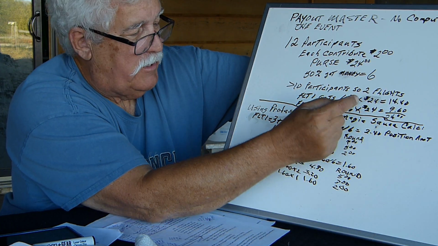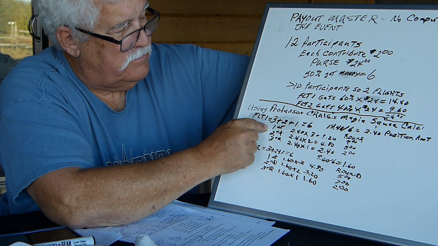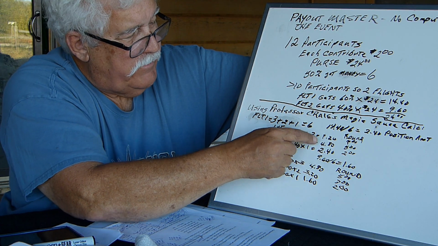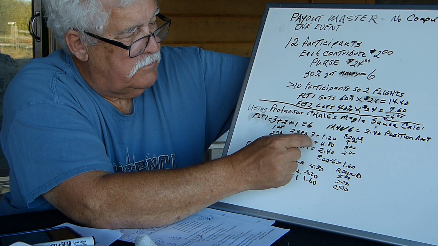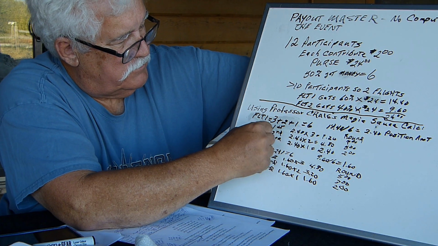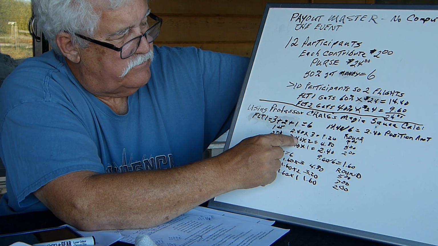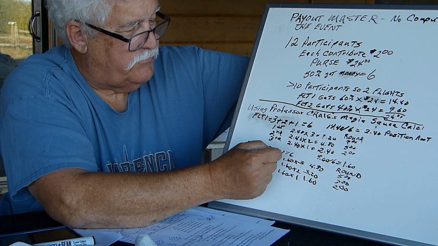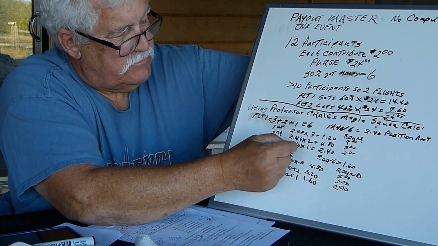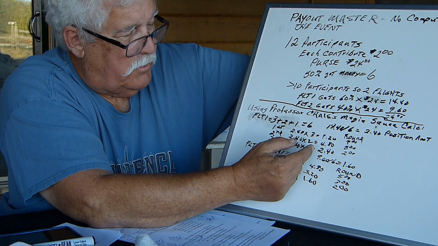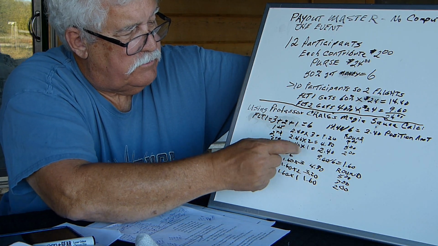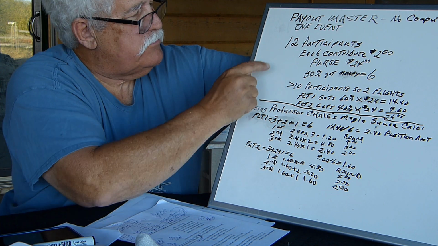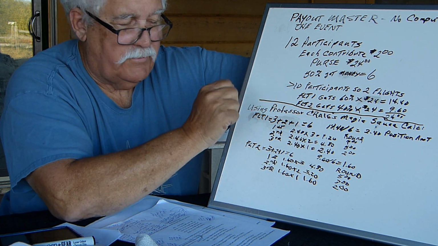That's the position amount. Then I take first place, take $2.40 times 3. That makes $7.20. We'll round it to $7. Second place gets $2.40 times 2, which is $4.80. We round that up to $5. Third place gets $2.40 times 1, $2.40, and we round that to $2. So that's the payout in Flight 1, when there's 12 shooters and 2 flights.